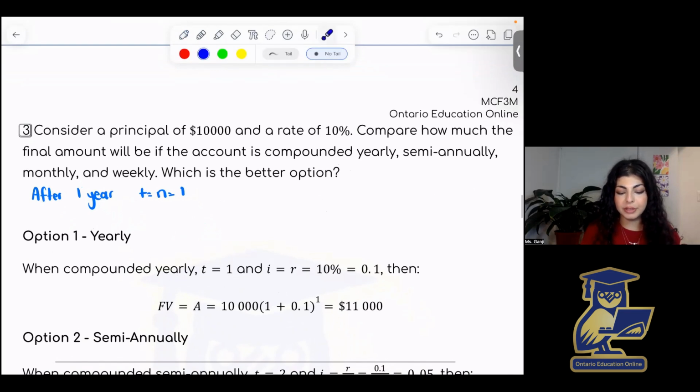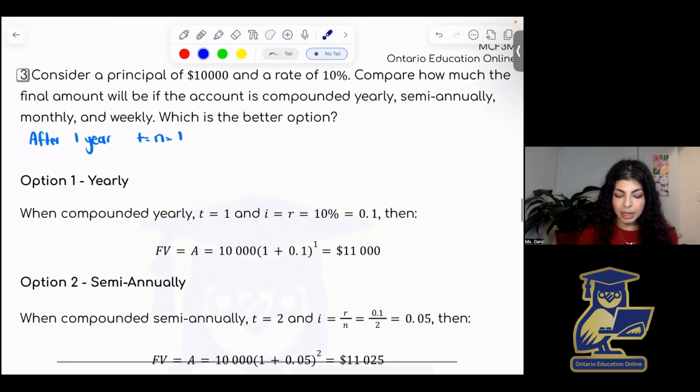So the first option is if it's compounded yearly. So that means T or N is equal to 1. We're only compounding once. And I is going to be the same as the rate, 10%, so 0.1. So then the future value, or A, is going to be 10,000 times 1 plus 0.1 to the power of 1 because it's 1 year, and we get $11,000.